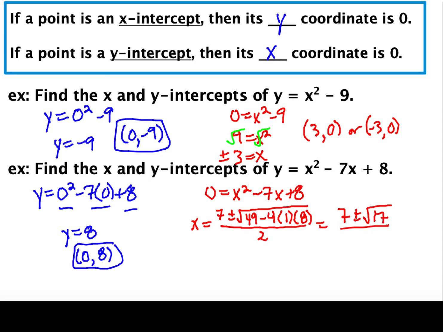Now we can always find that decimal, and don't forget all over 2 there. But if we wanted to stay exact, basically our x-intercepts are going to end up being 7 plus the square root of 17 all over 2, comma 0. And as long as we're at it, 7 minus. So I'm just going to leave that as plus or minus. We still have 2 of them. And again, you could always find the decimal if we needed to.